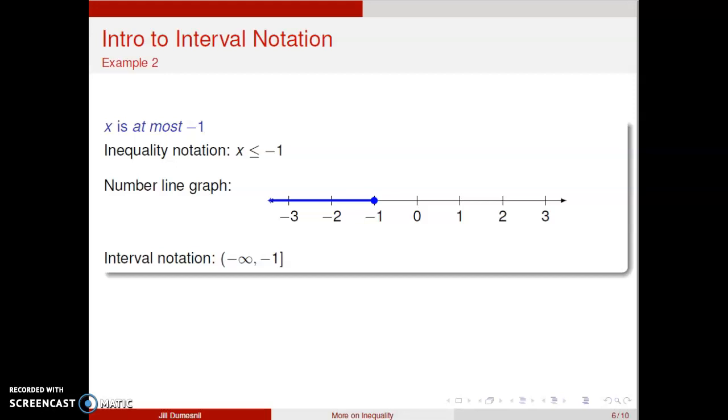We never use square brackets with the symbols plus or minus infinity because these symbols do not represent real numbers. Instead, they are used to represent the continuation of the solution set indefinitely to the right or the left on a number line.